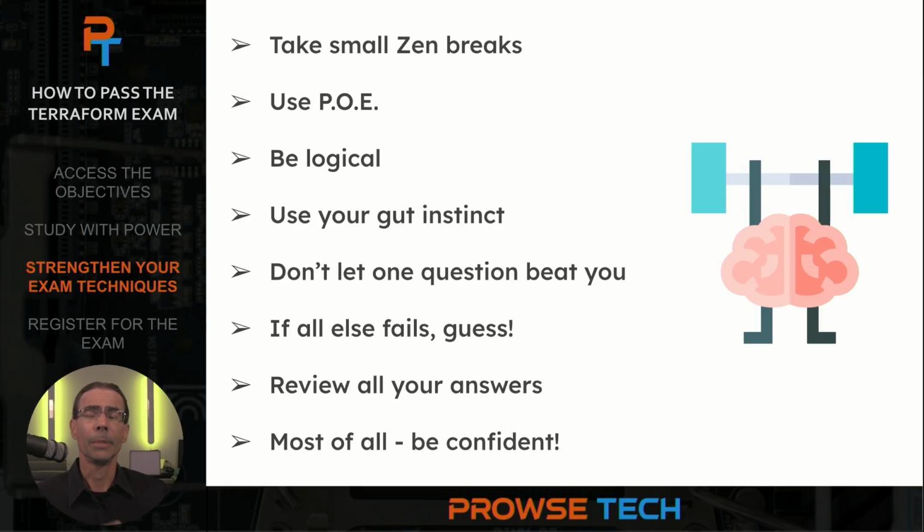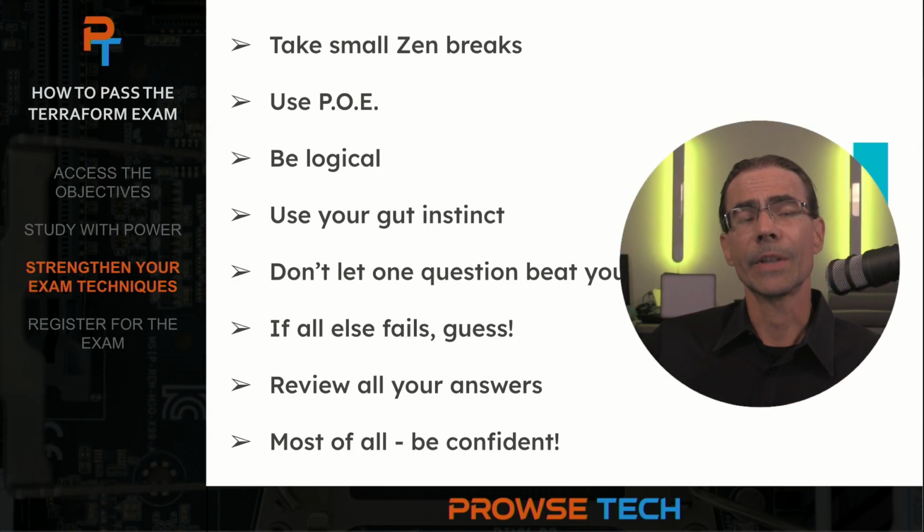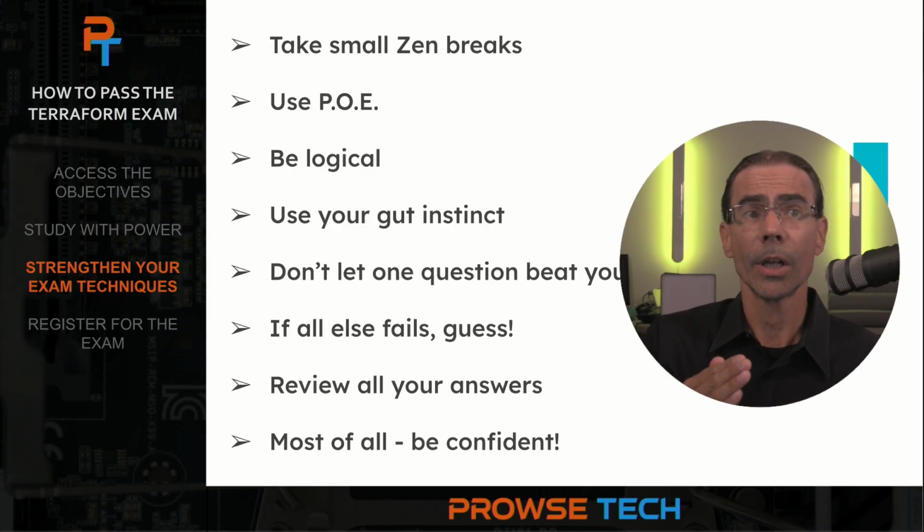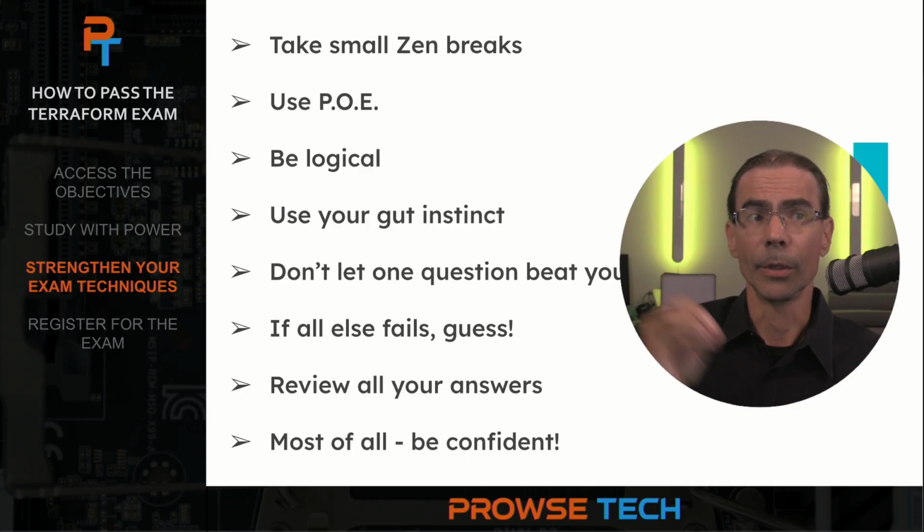And most of all, be confident. This is super important. Confidence alone can boost your scores by 10 to 15%. Be confident because you have studied with power, you've gone through the objectives, and you're using good exam taking techniques. Now, the data shows that students who employ these types of techniques score 10 to 15% better than people who don't. Do you want a 15% boost in your test score without even talking about the Terraform content? Of course you do. So do it.